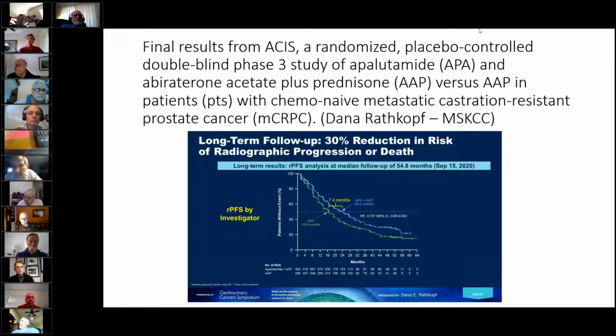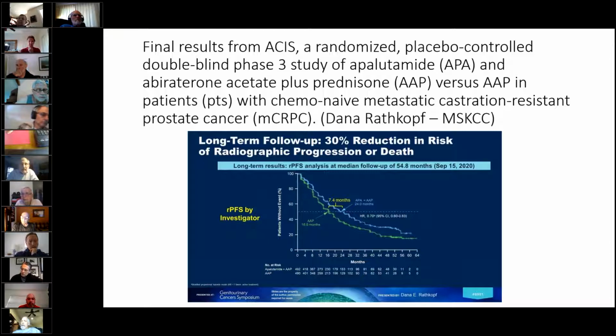But this is significant. How many patients were involved in this? Quite a few. It starts at 492, 490 in each group. So, a significant number of patients, and that's a big difference. I remember when abiraterone or one of them, Xtandi, first got approved, it was only like a 4-month difference, and everybody said, "Well, what's the point?"